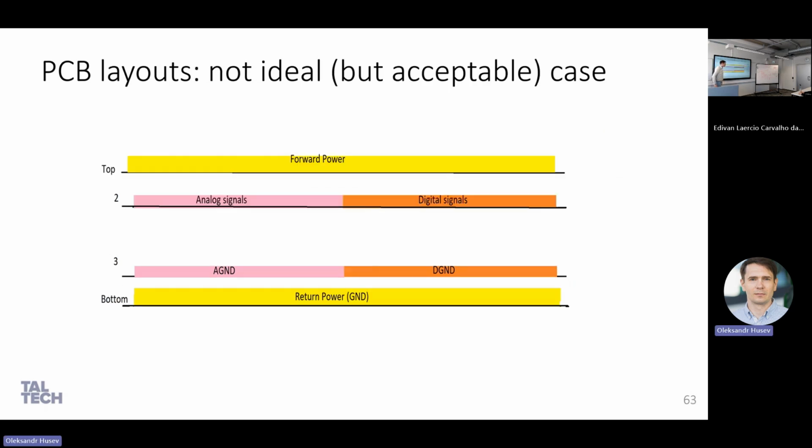Another case, let's say a cheap one, but also not so bad. Forward power, return power, you may say that I need to use a thick conduction layer to work with high power, right? So I don't have anything else, I just put this ground and keep analog and digital as close together as possible. It's not ideal, but acceptable.